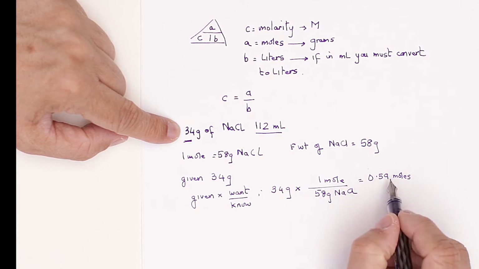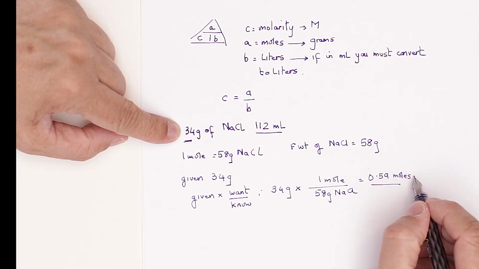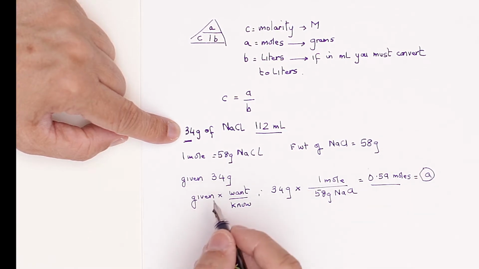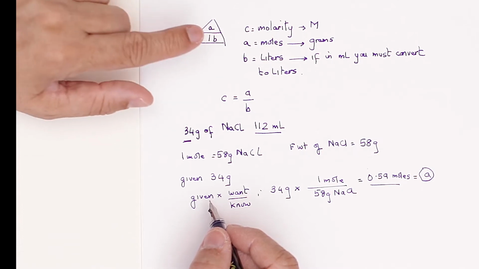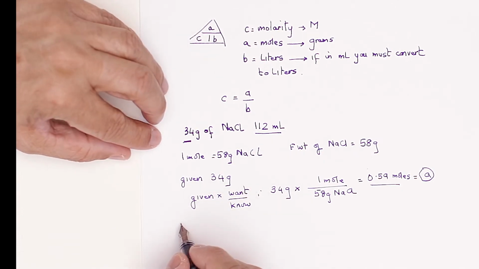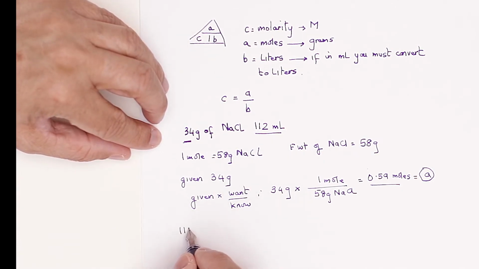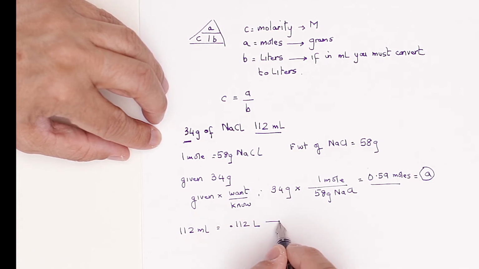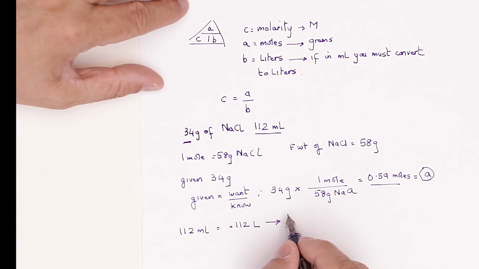Okay? That is your A now. Okay, so that's A. Now let's take a look at how much we wanted to make. We are making 112 milliliters, which is equal to 0.112 liters. Okay, this is going to serve as B.